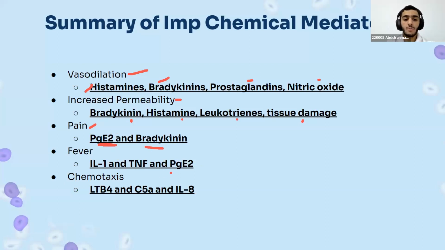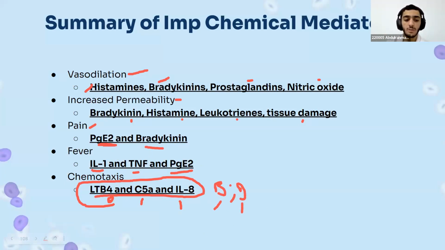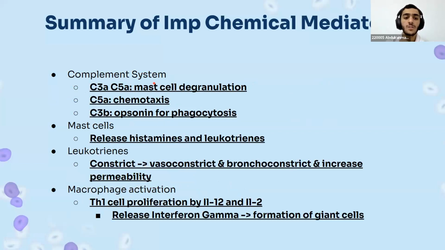Now for fever, we got PGE2 again, interleukin 1, and tumor necrotic factor. Interleukin 1 and tumor necrotic factor are the ones stimulating the hypothalamus, and prostaglandin E2 is responsible for increasing the temperature of the hypothalamus. For chemotaxis, these are the main ones you have to remember: leukotriene B4, complement 5A, and interleukin 8, along with bacterial products and degradation products. Please make sure that you remember these ones. Now, Khaled was mentioning earlier the complements.